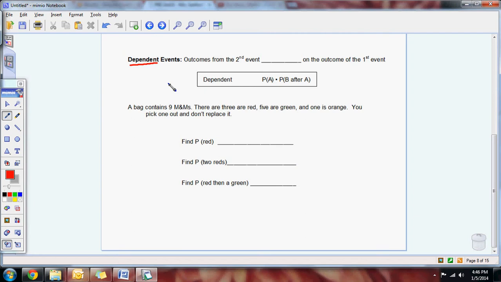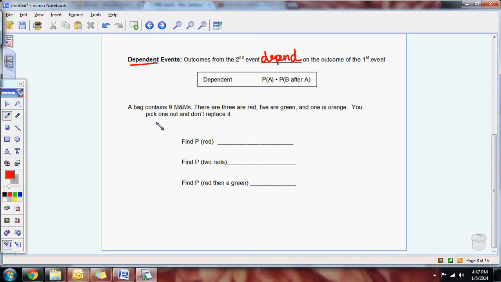So if you think about the word dependent, if you're a dependent person, you need someone or something in order to survive or in order to do something else. So if you're a dependent person, you depend on someone for whatever it is. So we're going to have two different things that are happening today, and the outcomes of our second event happening are going to depend on what happens in the first event, hence the name dependent events. So we're going to come back to this formula, but I think it will make the most sense if we go through this example together.